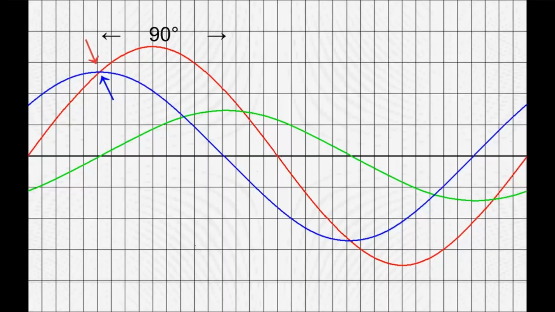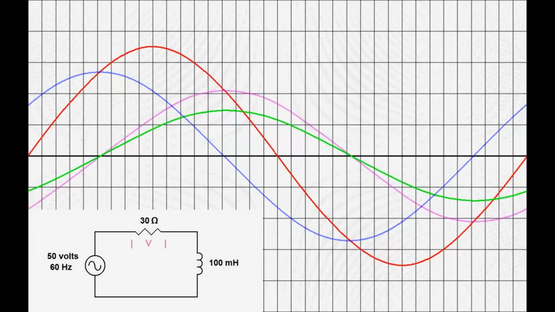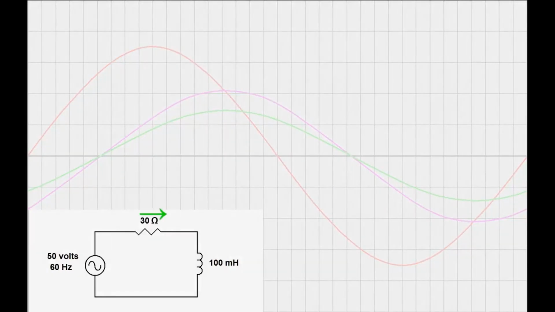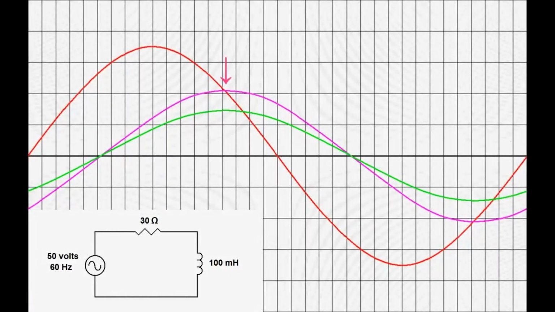And 90 degrees after that will be the peak of the current. But let's see if we can find something a little easier to follow. If we watch the voltage across the resistor, that will be in phase with the current, because just like the capacitive circuit, the current through the circuit is determined by the voltage across the resistor. So when this voltage across the resistor peaks, so will the current peak. So when is that voltage going to peak?